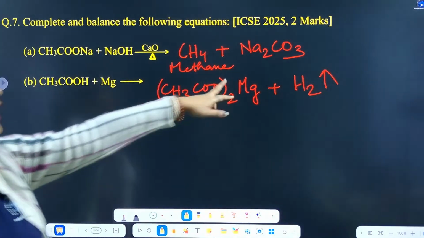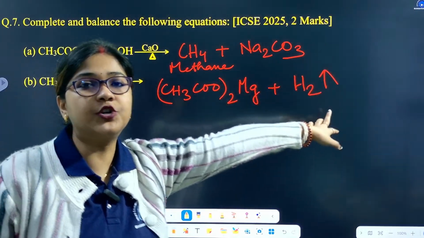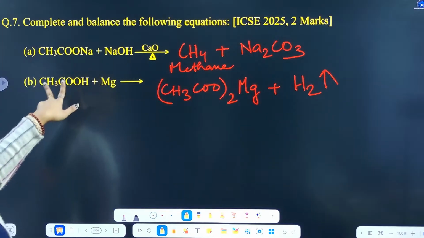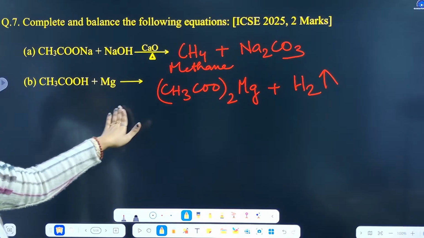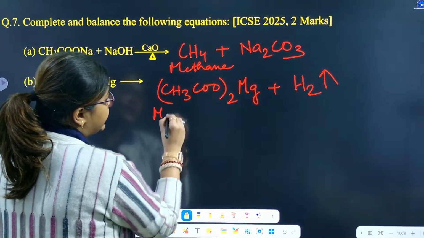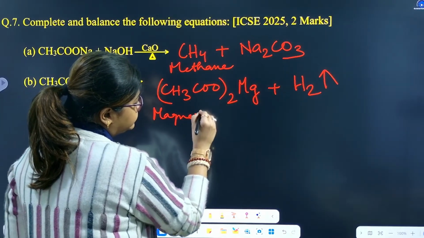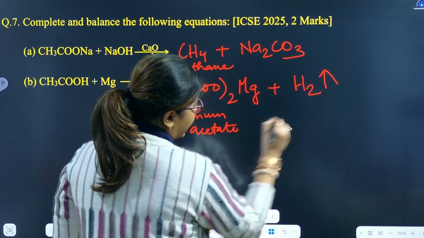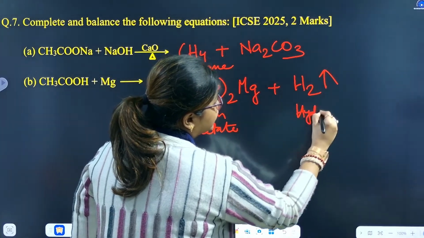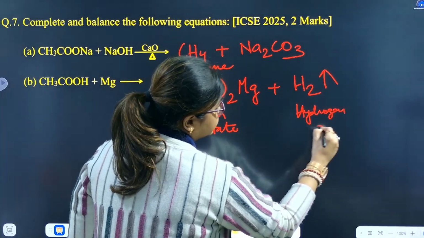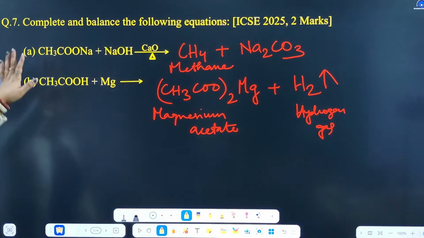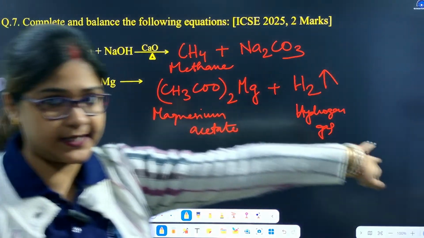Okay. So here you see what? Hydrogen gas is being liberated. So acetic acid, when it reacts with magnesium, will give me magnesium acetate and hydrogen gas, right? So this is how I have not balanced the equation.